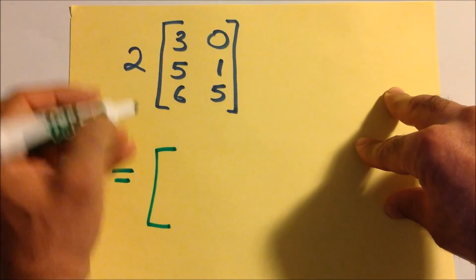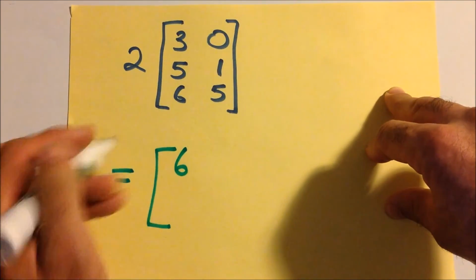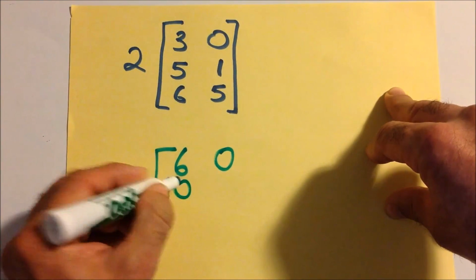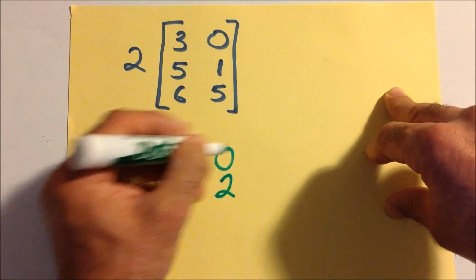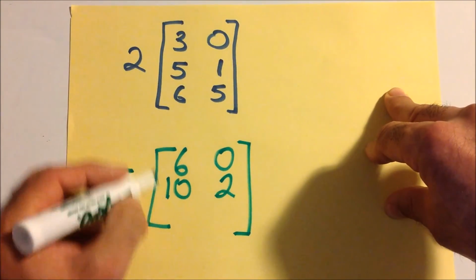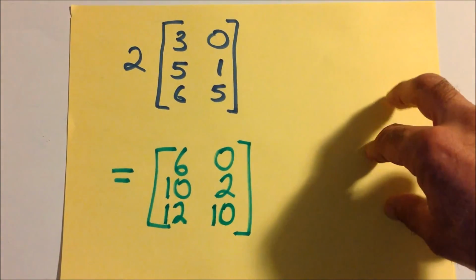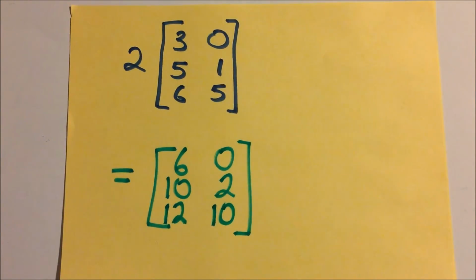Okay, well, we have 2 times 3 is 6, and 2 times 0 is 0. 2 times 5 is 10, and 2 times 1 is 2. 2 times 6 is 12, and 2 times 5 is 10. So we did scalar multiplication and regular multiplication. Great job.